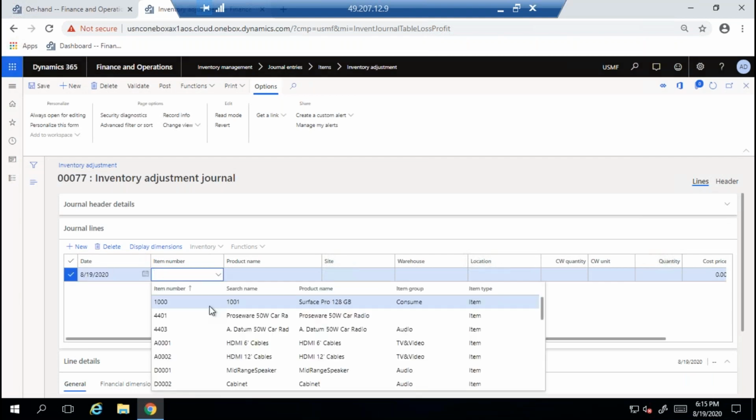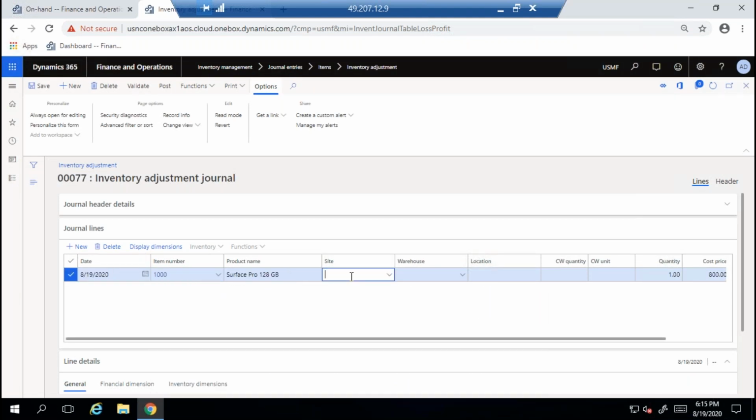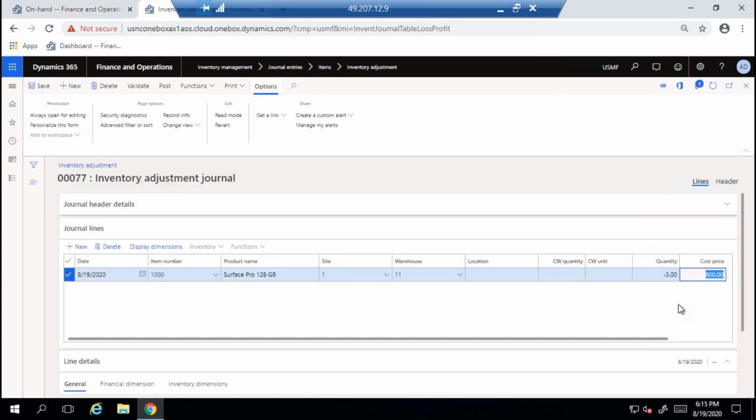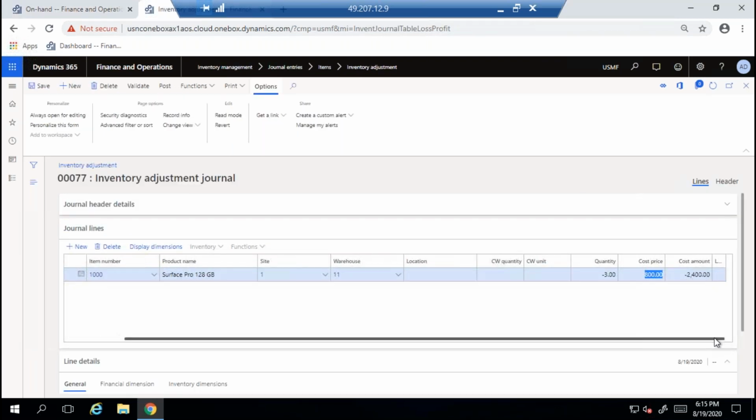I am taking item 1000, site 1, warehouse 11. Now I want to decrease the stock by minus 3 quantity. So here it is 121. Now I am entering minus 3, post.